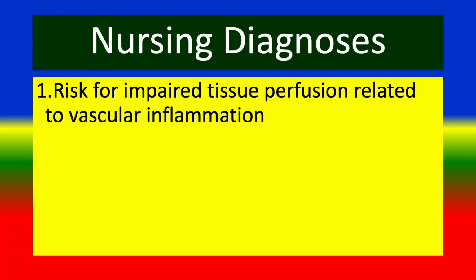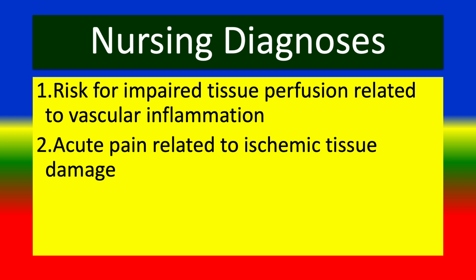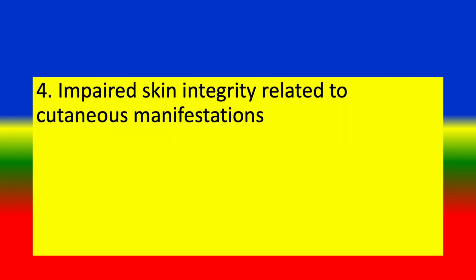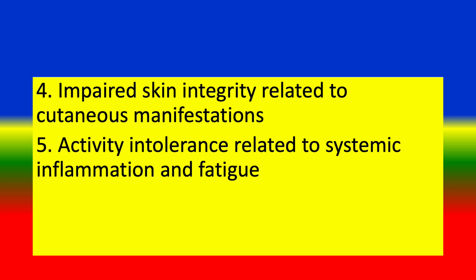Nursing diagnosis. 1. Risk for impaired tissue perfusion related to vascular inflammation. 2. Acute pain related to ischemic tissue damage. 3. Risk for infection related to immunosuppressive therapy. 4. Impaired skin integrity related to cutaneous manifestations. 5. Activity intolerance related to systemic inflammation and fatigue.